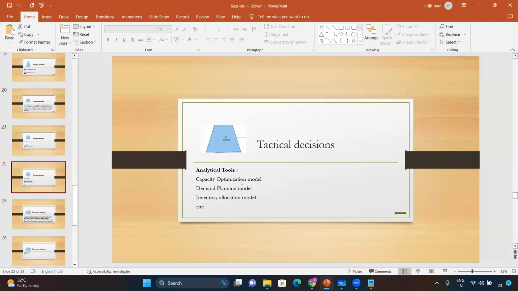And what are the models or the analytical tools that we can use to take these tactical decisions? Capacity optimization model, demand planning model, inventory allocation model, and all those things.